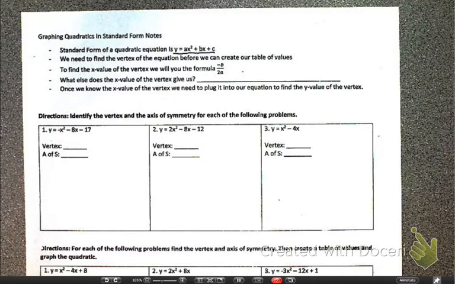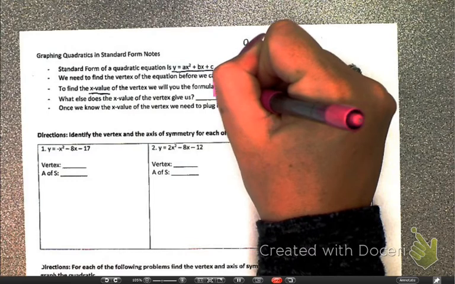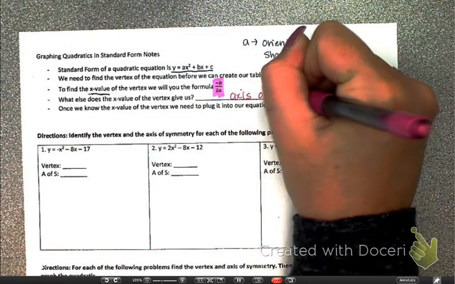To find the x value of our vertex, we're going to use negative b over 2a. What else does the x value of the vertex tell us? Nice job. So the x value also tells us the axis of symmetry.